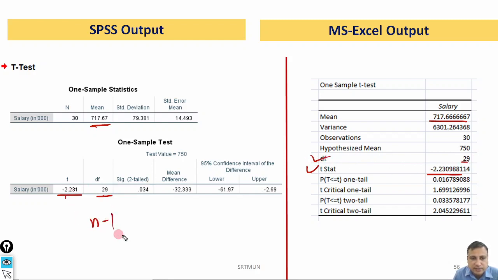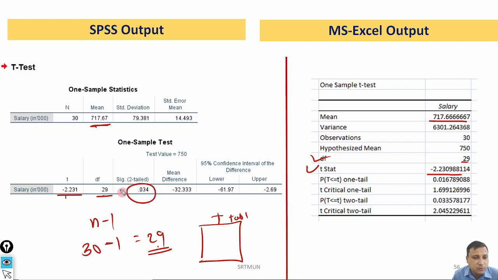Degrees of freedom is nothing but n minus 1. So there were 30 observations minus 1. It becomes 29. And what is the importance of this degrees of freedom? If we are going to refer to the t table, there we take the help of the degrees of freedom. Now here is your p value, Sig in brackets, 2-tailed 0.034. Here the p for 2-tailed is 0.0335, that is almost 0.034. Fine. So this is the way that we go with the one sample t test.